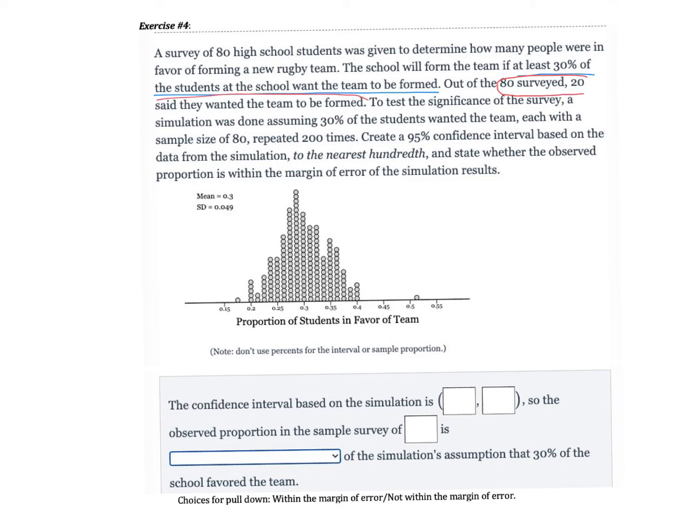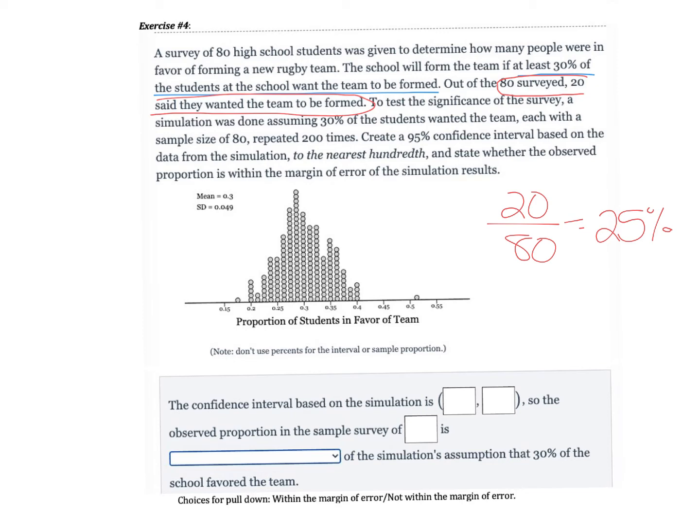20 said that they wanted the team to be formed. So from that sample, what I just circled in red is your observed proportion. That's what's happened. We want it to be 30. It ended up being 20 out of 80, which is 25%. Now it's a sample, so we know it's not going to be exactly what the whole school wants, right? Exactly the whole population of the school.